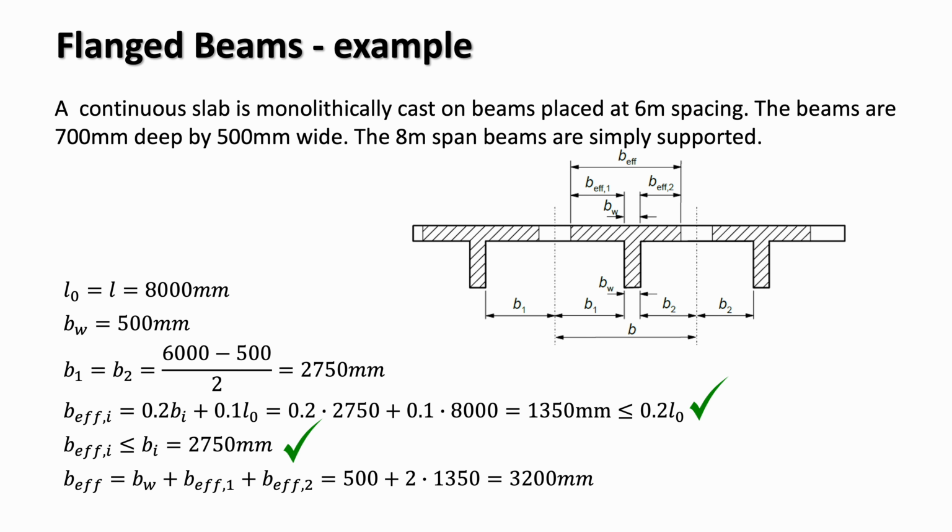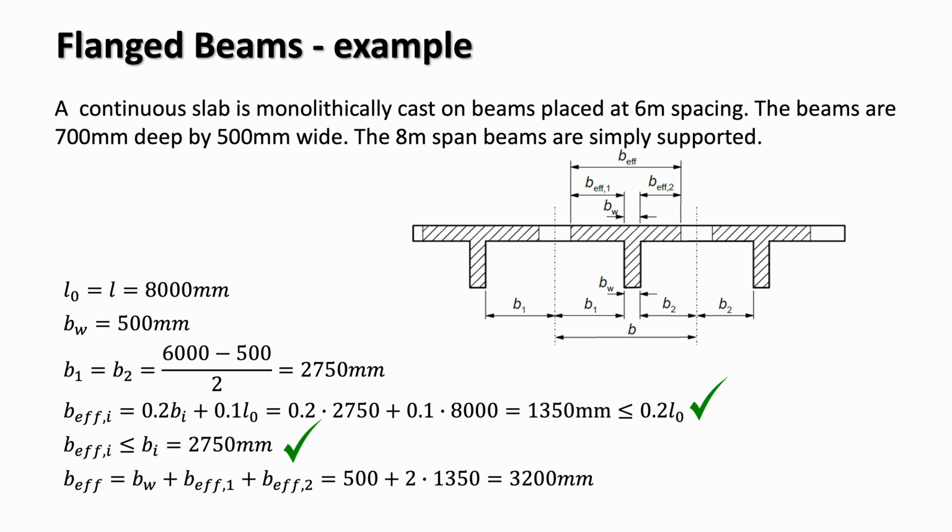From then on, we look in the other direction. What is the distance between the beams themselves? Really, that would usually mean how often are the beams spaced. So in this case, the beams are spaced at 6 meters spacing, meaning that center to center, the distance between the beams is 6 meters. B1 and B2 are equal in this case, and they go from the edge of the beam width to the middle of the span. So 6,000 would give us center to center span, minus the width of the beam, 500, divided by 2, and that will give us B1, which in this case is equal to B2, because the beams are spaced at 6 meters consistently.